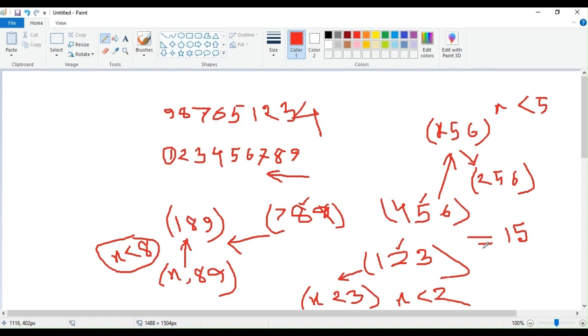Okay, so then for this, what we can do, we used 2, 5, 6 here, right? And now we have 3.